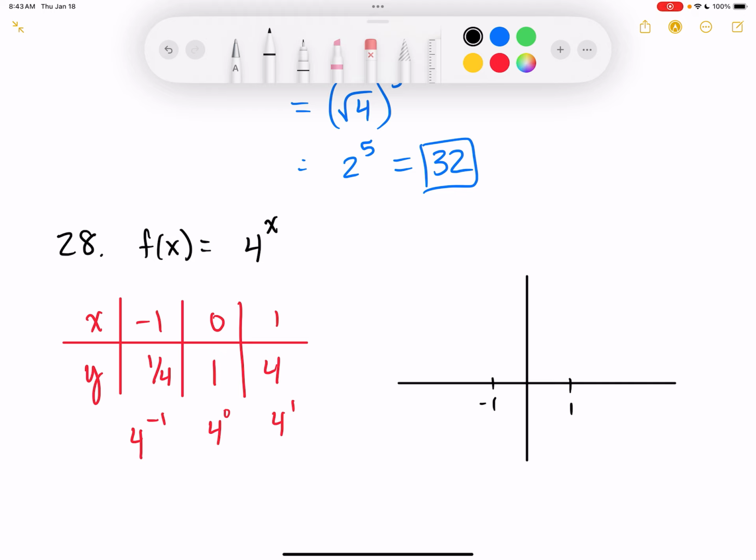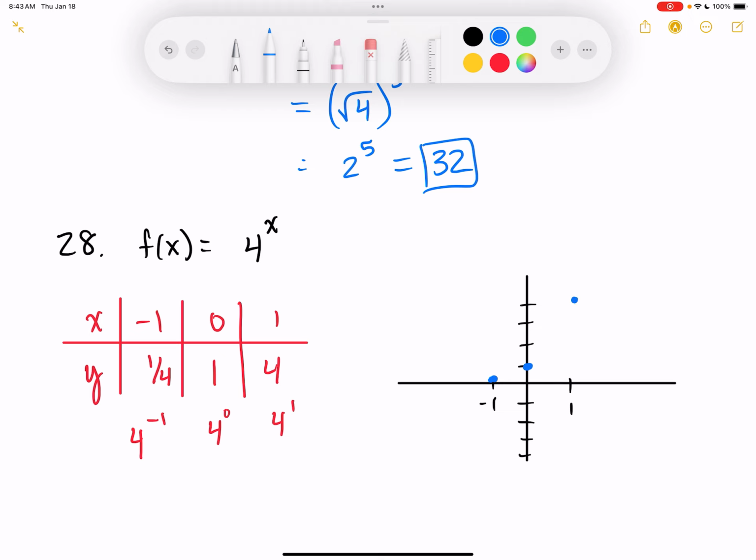And so I'll usually put on the graph the points that I've checked. So these make ordered pairs. At -1, it is 1/4, so somewhere in here. At 0, it's 1. And at 1, it is 4, so it's all the way up here.